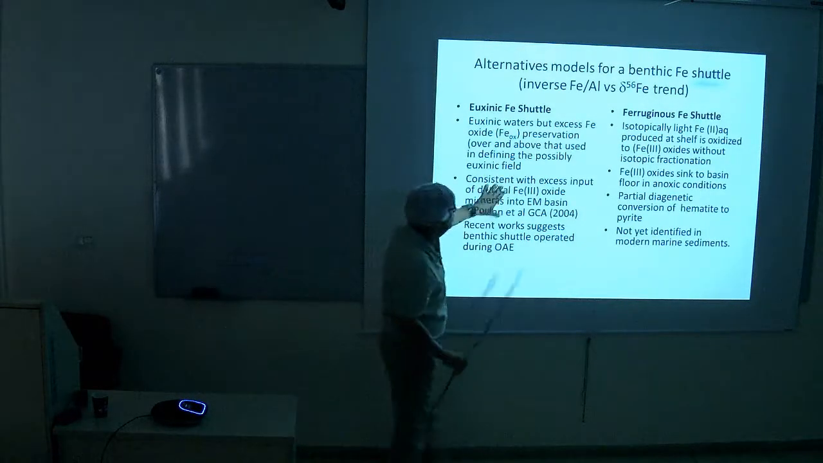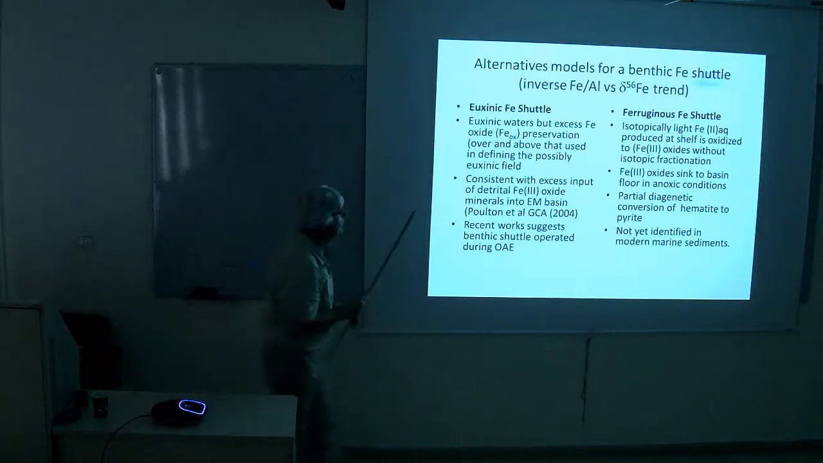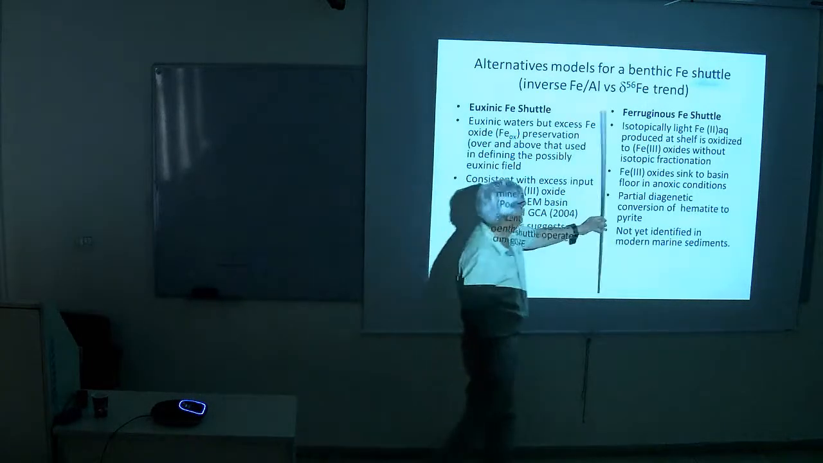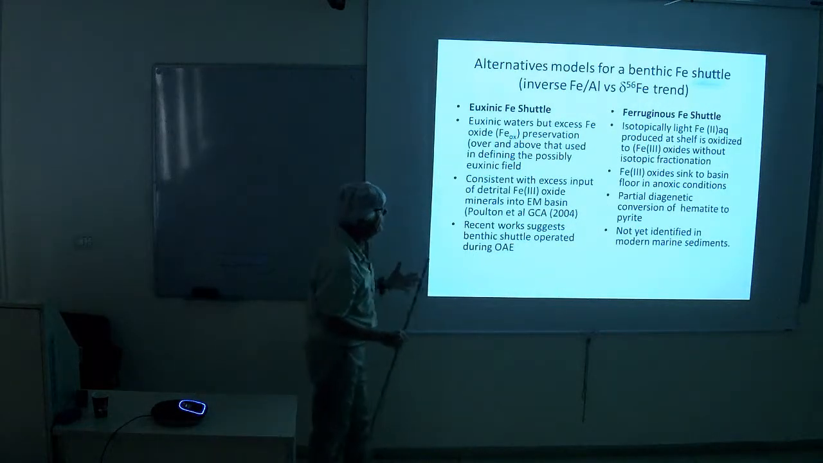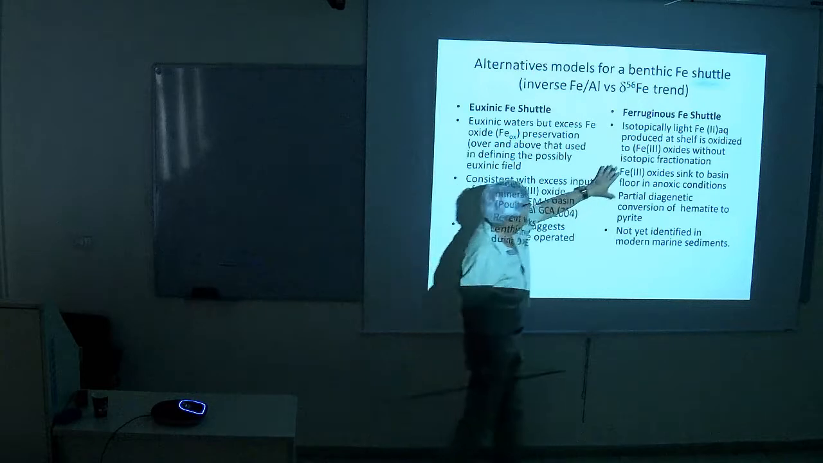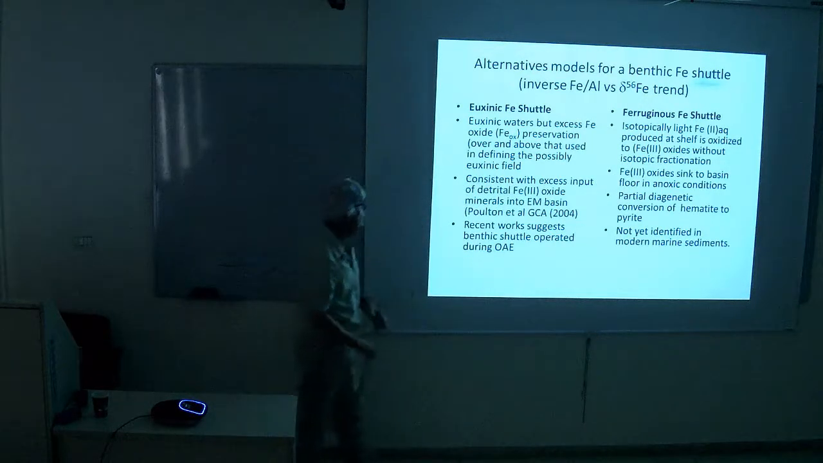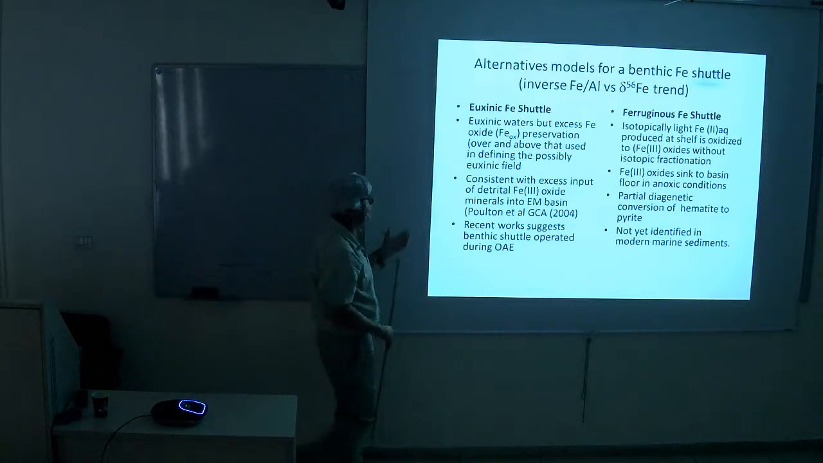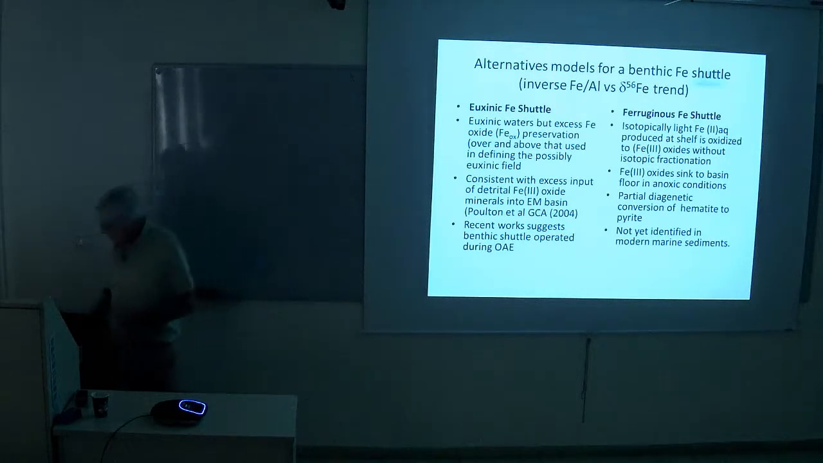Why would this be important? Why is it still important that we study this ferruginous shuttle model? Simply because cycles like phosphate would change completely if there was a ferruginous condition. And the mobilization of nutrient elements would change. So it would be of huge importance.